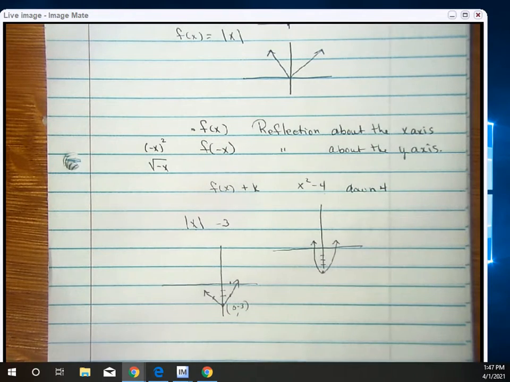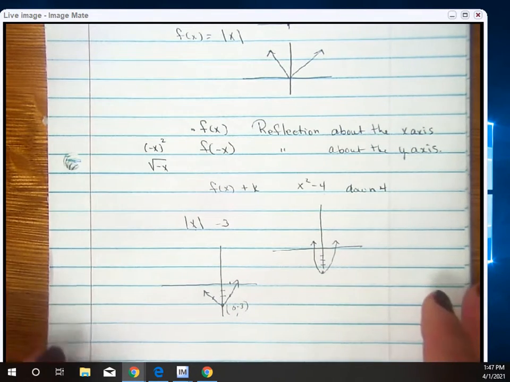Now, yes, you can type all of those into your calculator. That's fine. Are we just graphing on today's lesson? Just graphing. Yes. All right, let's move on.